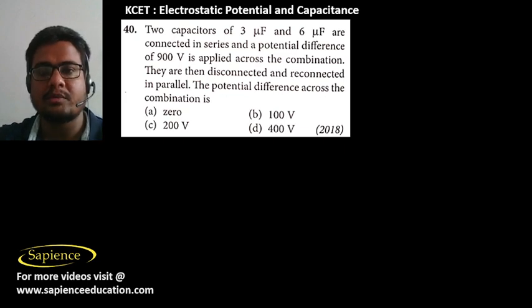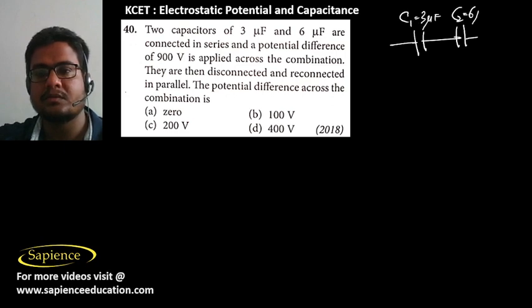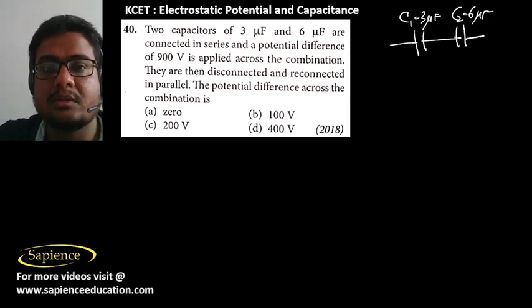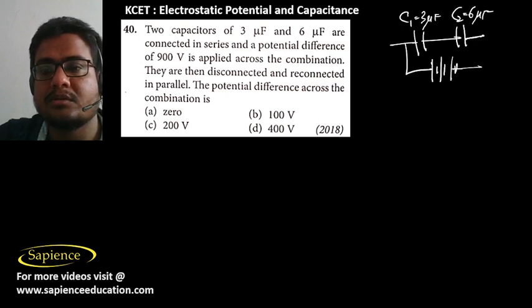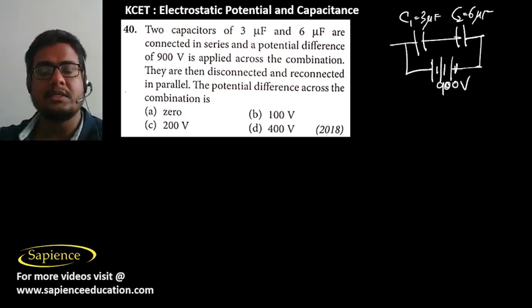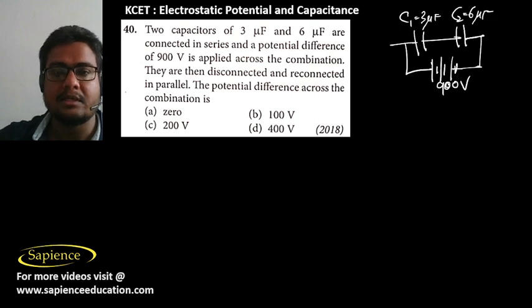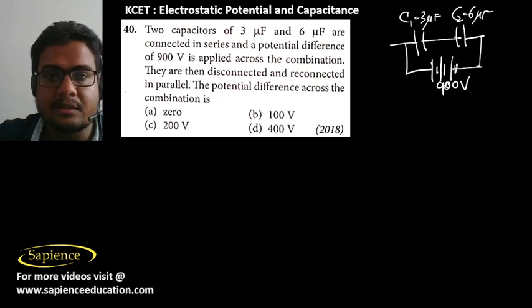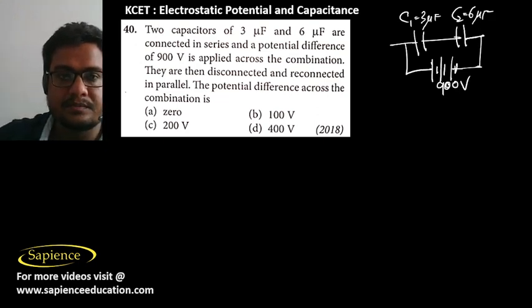Then question number 40. Two capacitors of 3 microfarad and 6 microfarad are connected in series, C1 which is 3 microfarad, C2 which is 6 microfarad, and a potential difference of 900 volt is applied across this combination. Then they are disconnected and reconnected in parallel. Then the potential difference across the combination is.